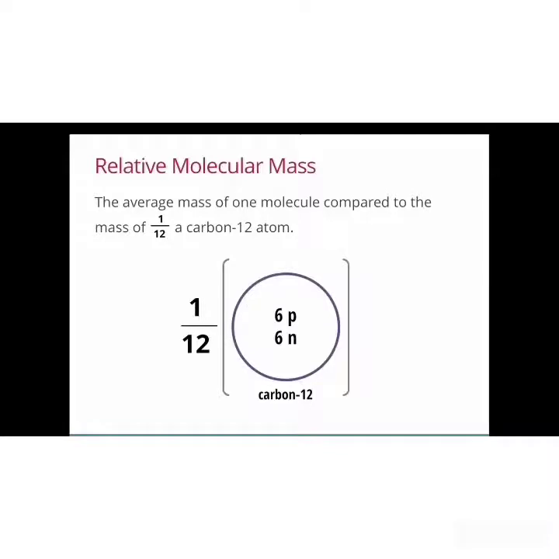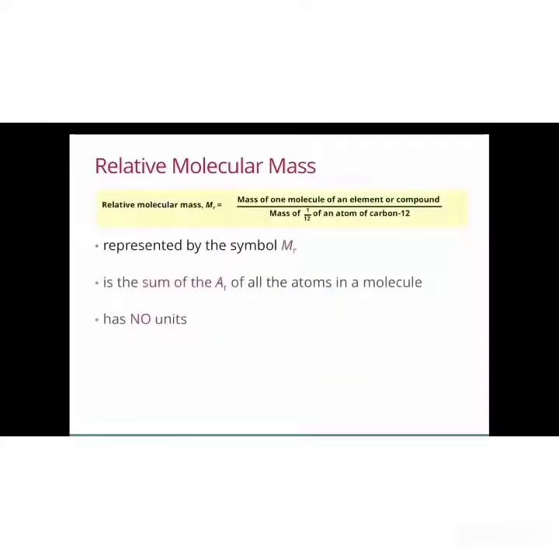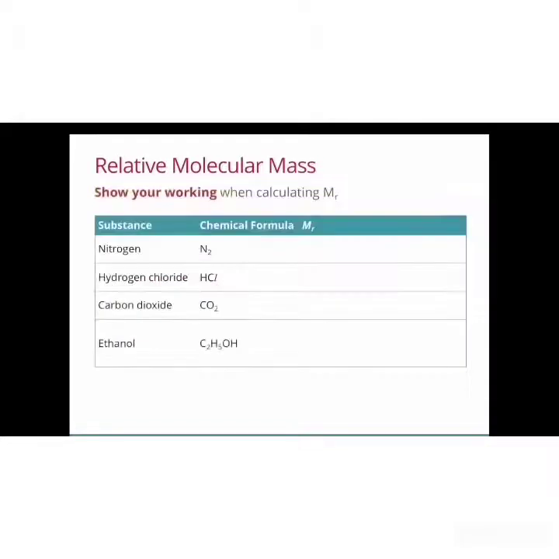Therefore, relative molecular mass is equal to the mass of one molecule of an element or a compound to the mass of 1 by 12th of an atom of carbon-12. Relative atomic mass is represented by Ar, whereas relative molecular mass is represented by Mr. It is the sum of all the Ar in the atoms of the molecule. It has no units. Let's see some examples.